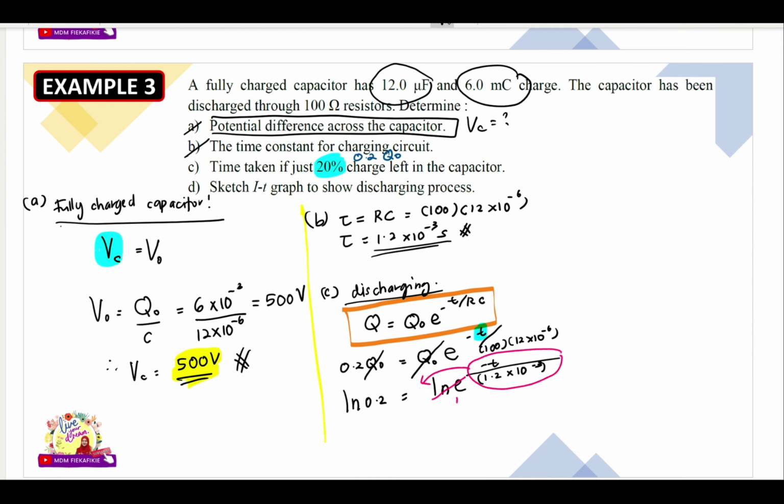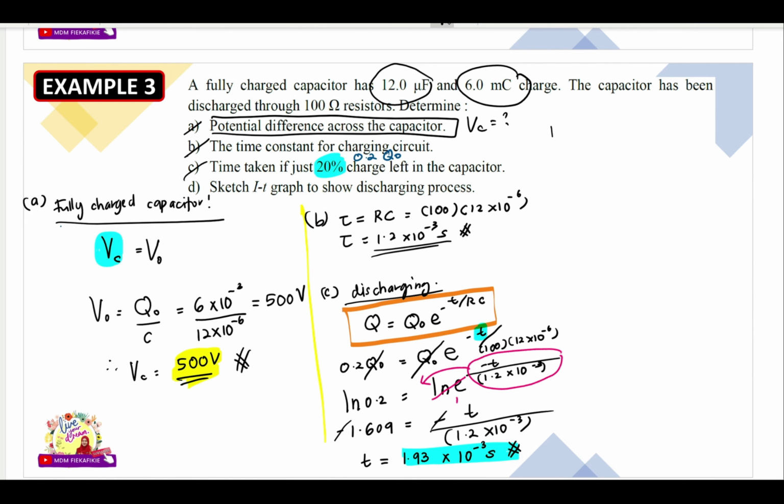So ln 0.2 you akan dapat negative 1.609, equals negative t over 1.2 exponent negative 3. So negative ni can cancel out. Therefore, t is equal to 1.93 times 10 power of negative 3 second. Okay, so this is the answer for question C.